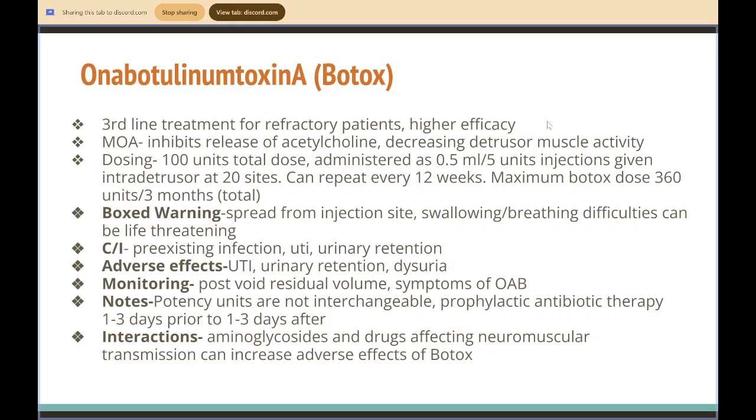Boxed warning for Botox is going to be spread from injection site. And this is not just in the bladder, but anywhere there's a Botox injection. If they're swallowing or breathing difficulties, they can be life-threatening.